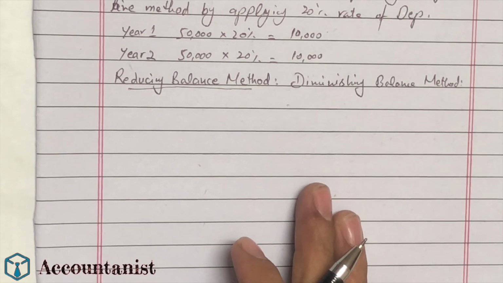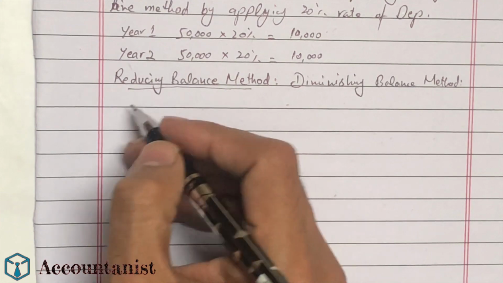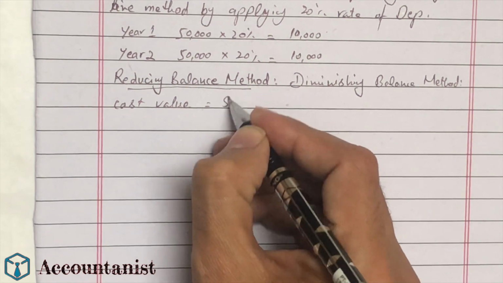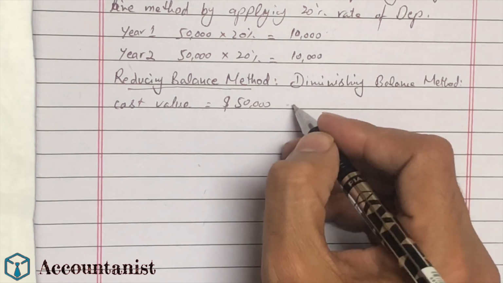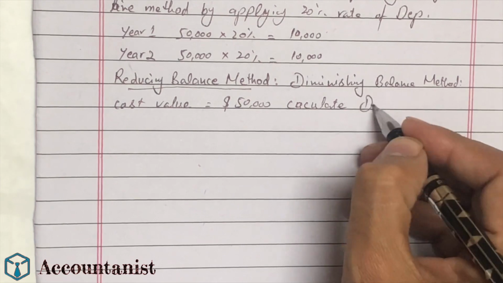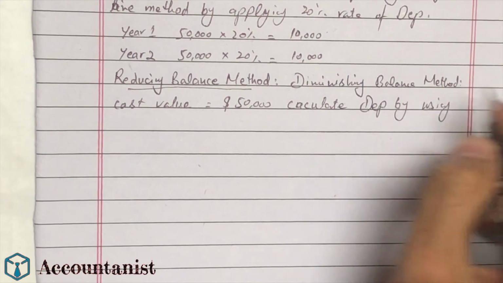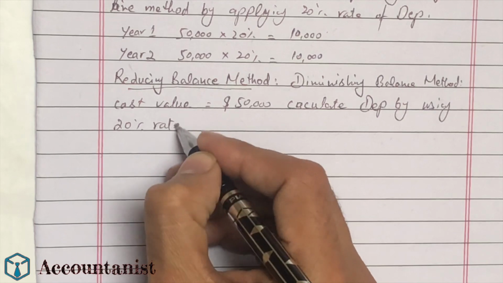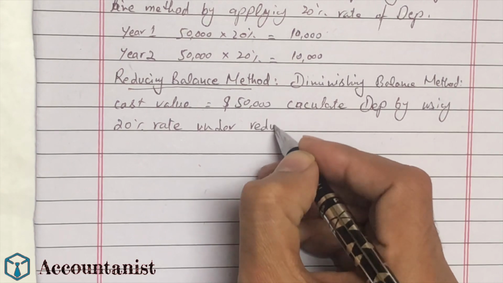So it says in the question, like, we have an asset, I'm going to use the same value, so the cost value of the asset is $50,000, and it says in the question to calculate depreciation by using a 20% rate under the reducing balance method.